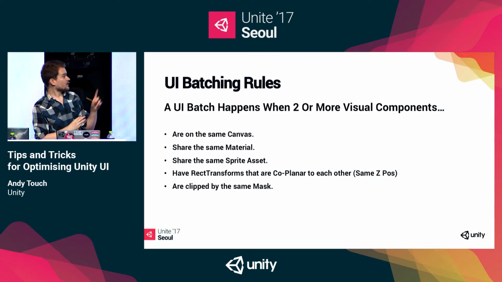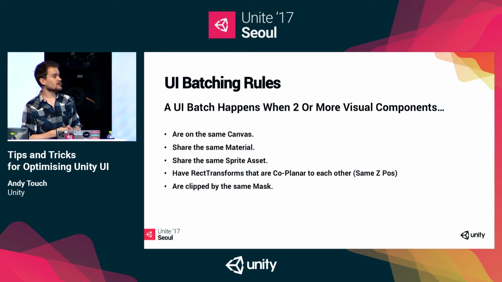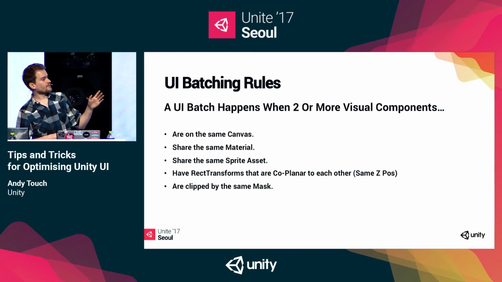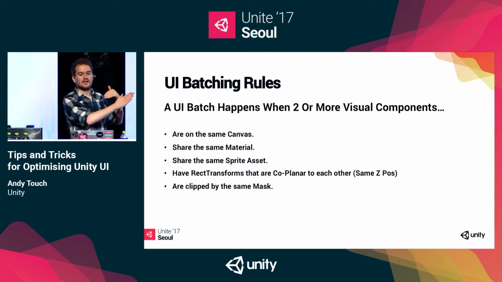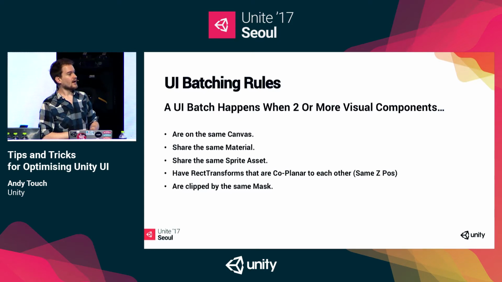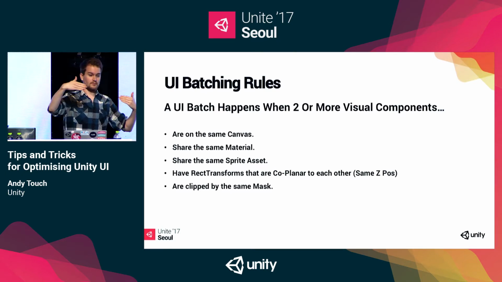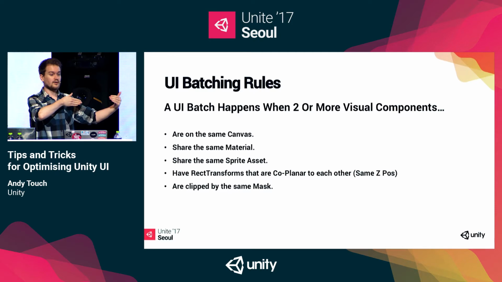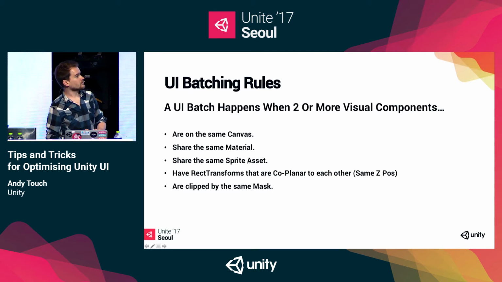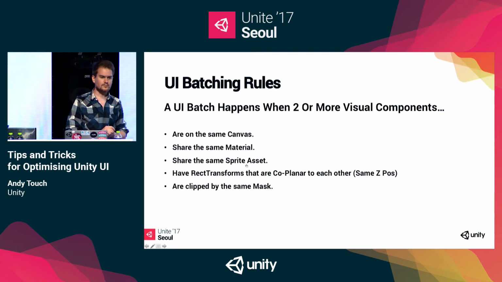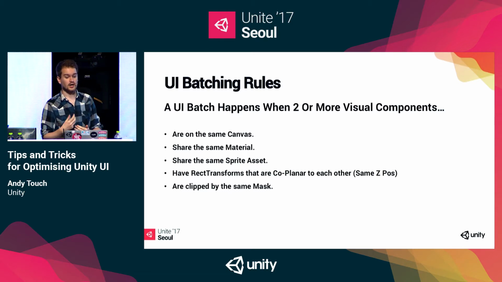Another rule that people forget about is that if rect transforms are not coplanar to each other, then they will not batch. For example, if this stage was a canvas and each of these screens was a UI image, they're both at the same Z depth from where you are sitting. However, if one screen was slightly closer or slightly further away, then this will cause them to be batched separately, even if they have the same rules already applied. I typically find UI designers sometimes creating their UI with different Z depths for their stack of UI elements, and they don't realize that this could cause separate batches.